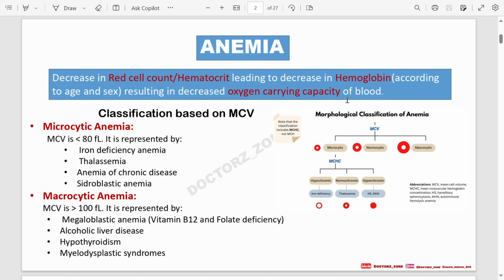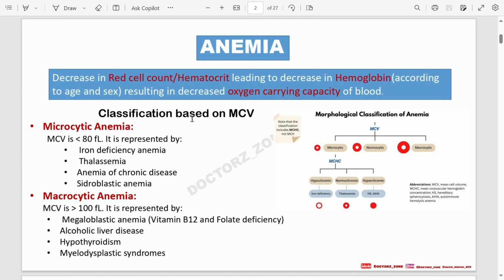We classify anemia on the basis of its etiology and morphology. This classification is based on its morphology. So morphologically, we classify anemia on the basis of MCV and MCHC. On the basis of the MCV, we classify into microcytic anemia, normocytic anemia, and macrocytic anemia. And on the basis of MCHC, we classify into hypochromic anemia, normochromic anemia, and hyperchromic anemia.